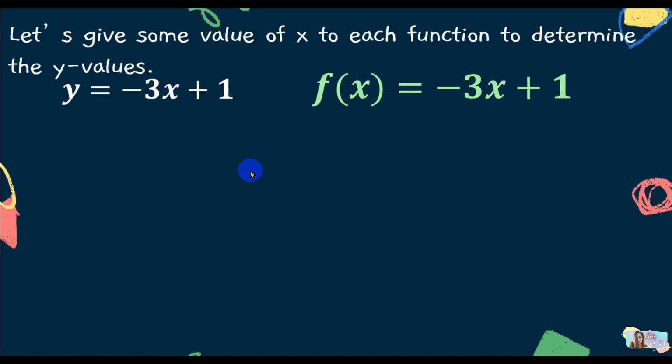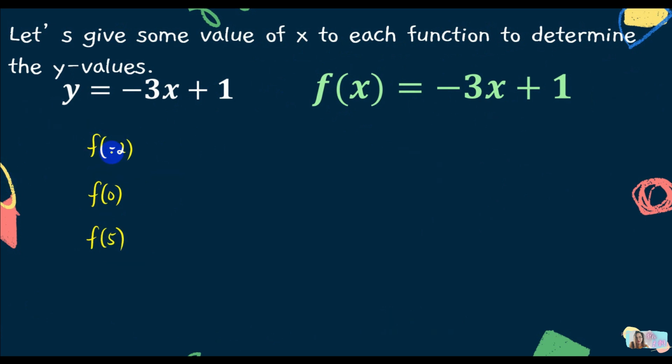So, next, we have here, let's give some value of x to each function to determine the y values. So, in some cases po, domain yung given, which is set of all x values. But, you still have to be familiar with this representation. So, f of negative 2, f of 0, f of positive 5. This means that the value of x that must be substituted to linear function is negative 2, 0, and 5.